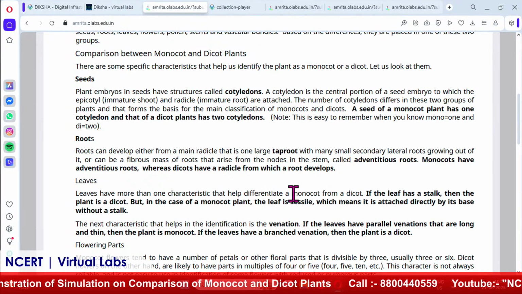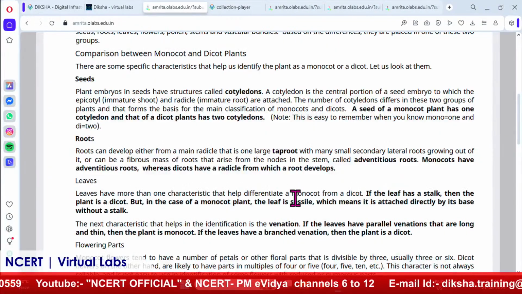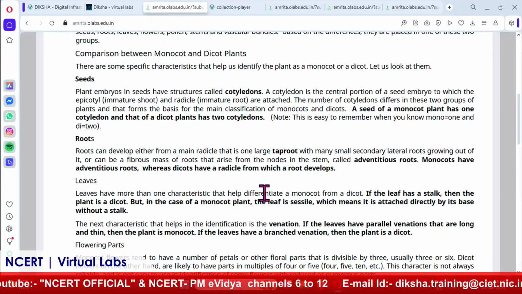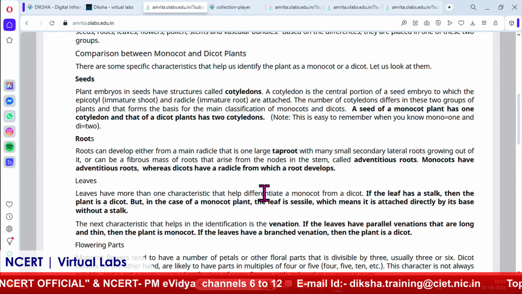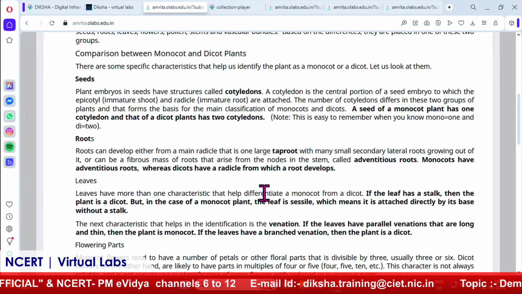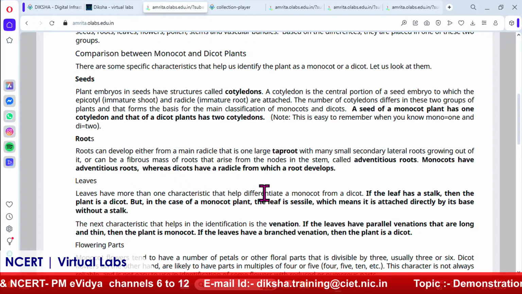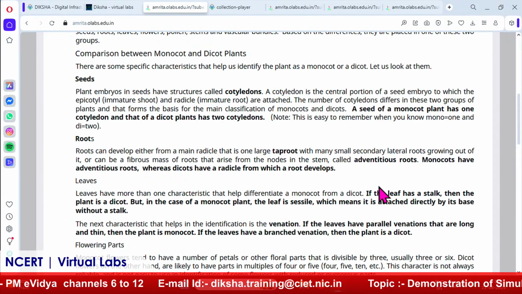But yes, to observe roots you have to pull the plant outside and it will not be a good option. So rather than observing roots in reality, when you are observing around you, it is better to observe the other features where you are not going to harm the plant and still you will be able to differentiate between monocots and dicots. So moving forward to leaves. For observing leaves, you do not need to pull the plant out of the soil. There are two differences.